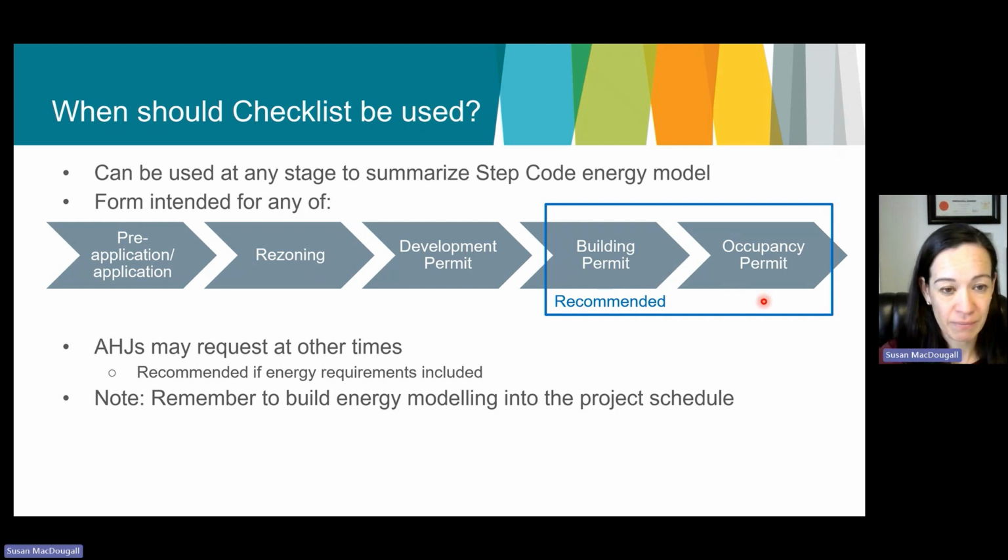associated submissions. An AHJ can request it at other times, especially if there are energy requirements, for example, during the pre-application, rezoning, or DP stages. And we have a little PSA there, just reminding everyone to build energy modeling into the project schedule. Because the model is often built based on permit documentation.